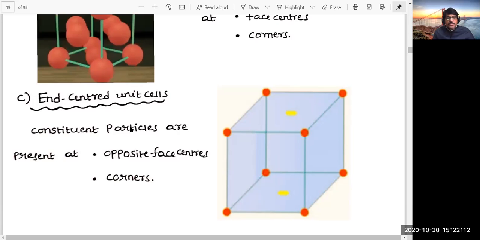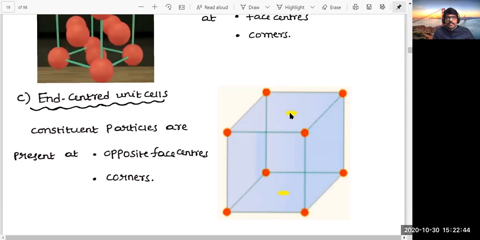End centered unit cells means, no doubt, the particles are present at the corners. So what is the point? In all four types of unit cells, corners are 100% occupied for sure. If only corners are occupied, primitive. Along with the corners, if the body center is occupied, body centered unit cell. Along with the corners, if face centers are occupied, face centered. Then what is end centered? End centered unit cells means alternate face centers or opposite face centers, not all face centers.